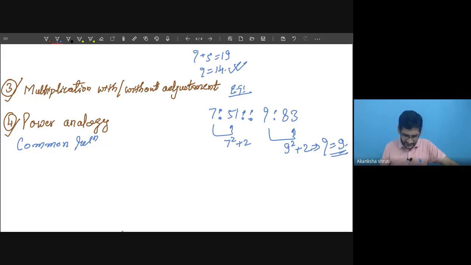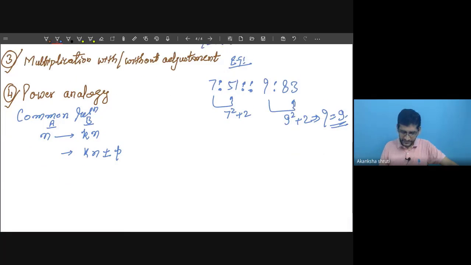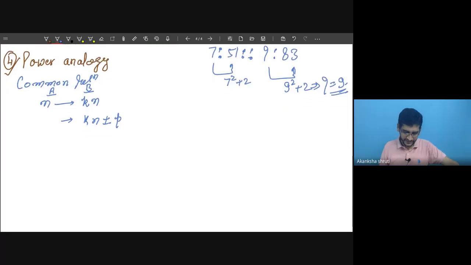It is possible that, say, if n is given, the next number is multiplied with another factor k to n. Means it is like our a, this is the b, then we can get this relation. Whatever a is there, you multiply it with some other number k to get this b. It may be possible that it could be kn plus or minus another number p. Okay, this we have done in our series.